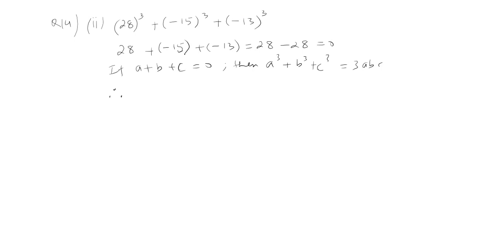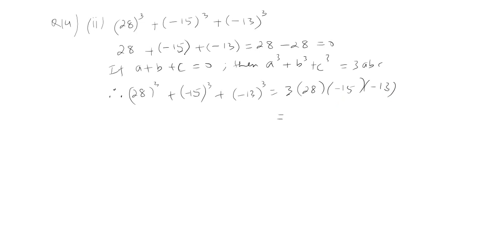therefore 28 cube plus minus 15 cube plus minus 13 cube should be 3 into A into B into C. So that means what we have to do, instead of cubing, we have to just multiply these four numbers, and whatever result we get, we'll write it here.